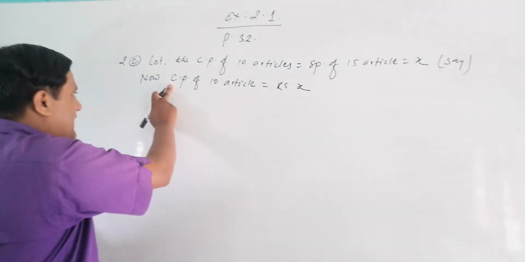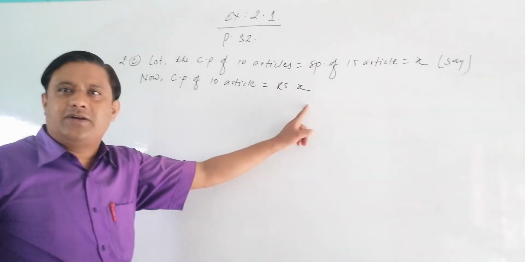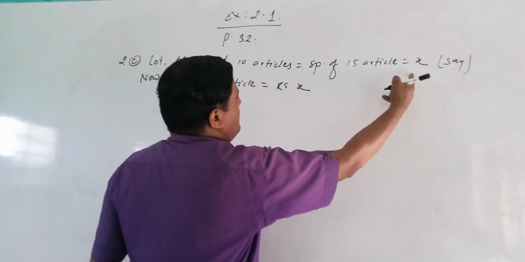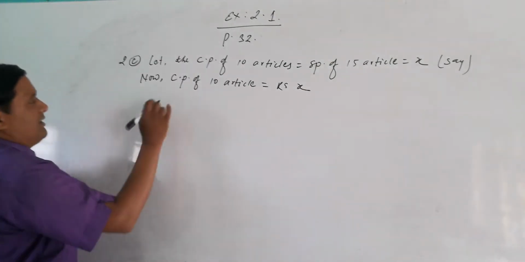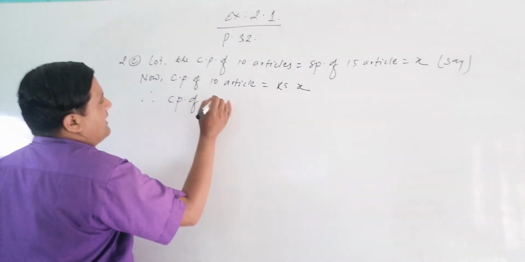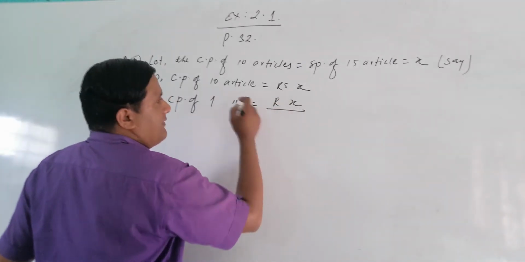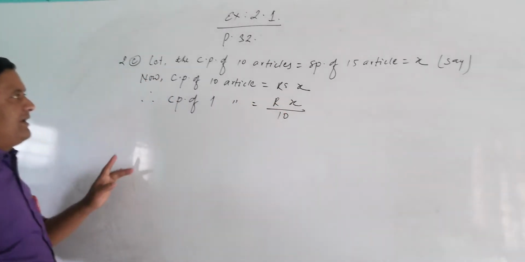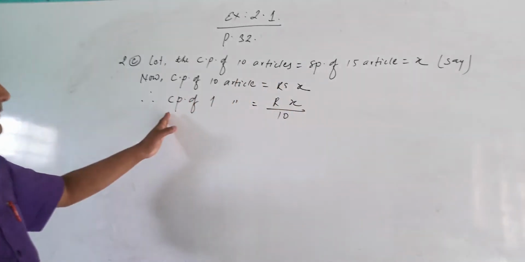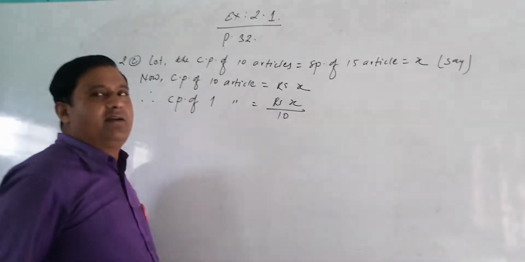Now we know that, according to the above condition, CP of 10 articles equals rupees X. We supposed that CP of 10 articles is rupees X, and SP of 15 articles is also rupees X. Then, therefore, CP of 1 article equals rupees X by 10. So CP of 10 articles is rupees X, and CP of 1 article equals rupees X by 10.